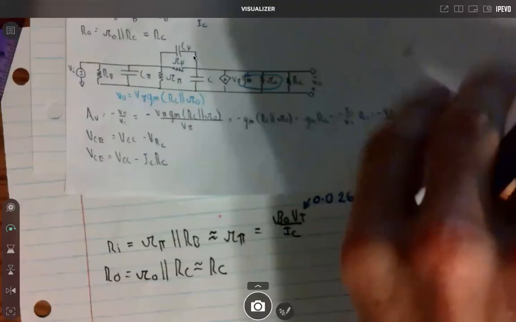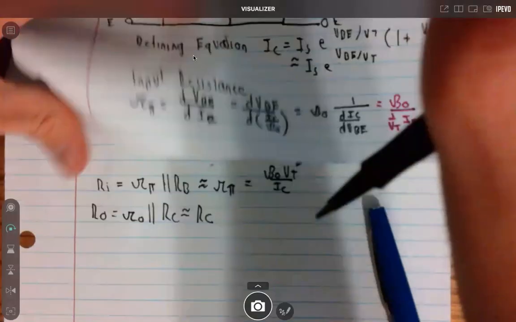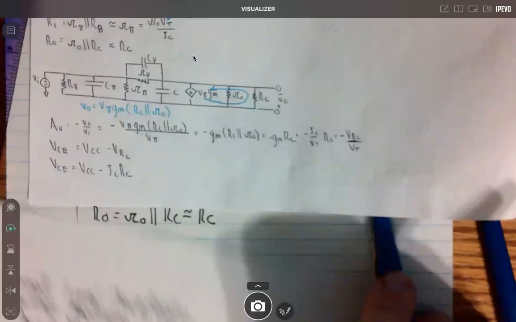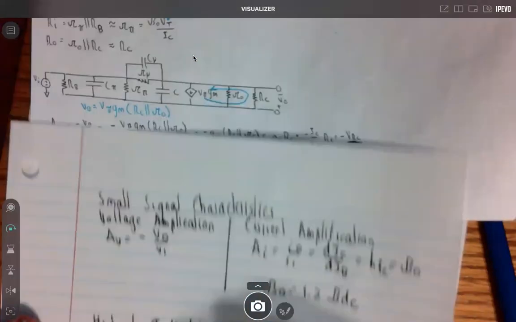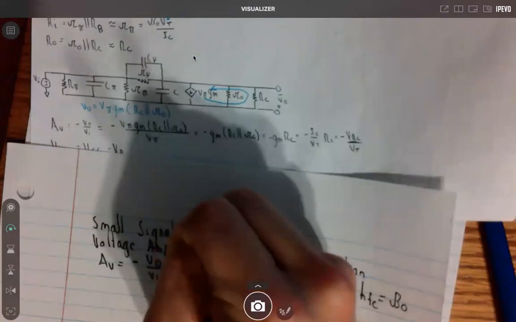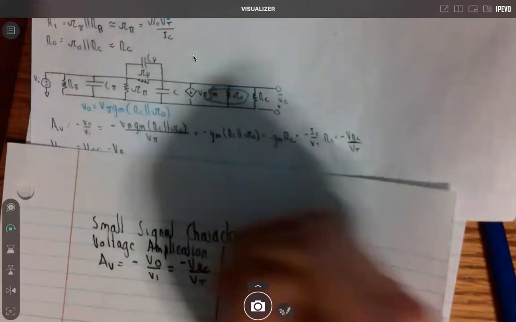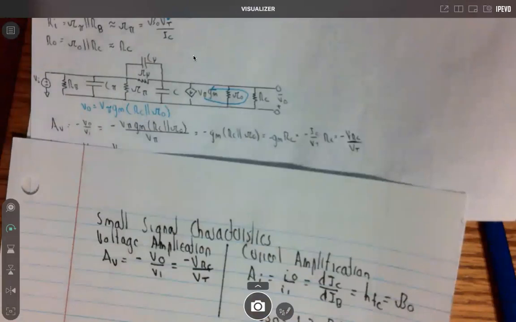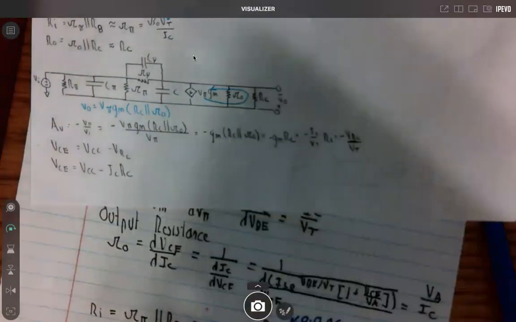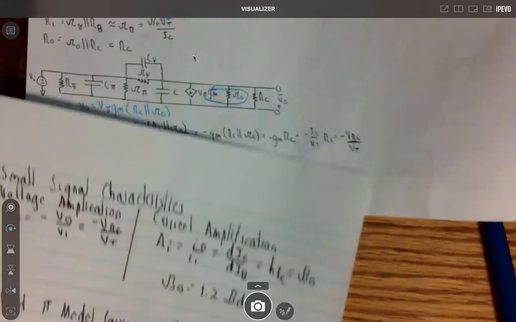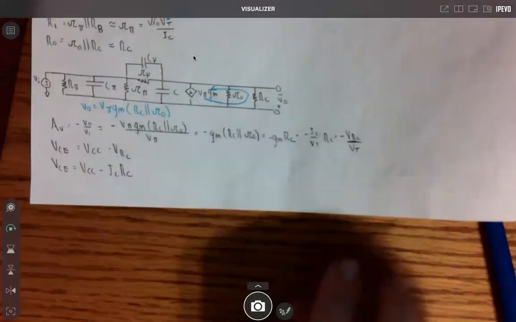So when we go back to what we wrote down earlier for voltage amplification, you can also write this from this relationship up here. It's negative VRC over VT. And then that pretty much answers all those questions here.